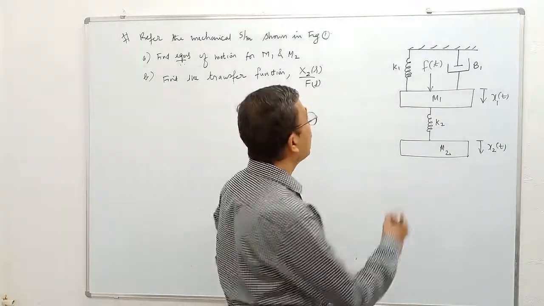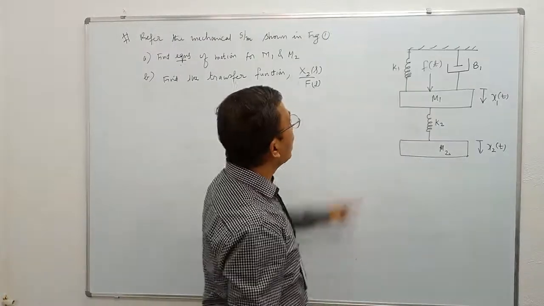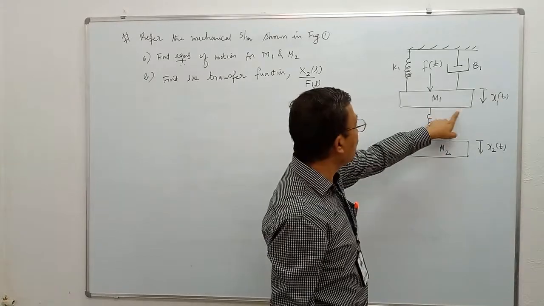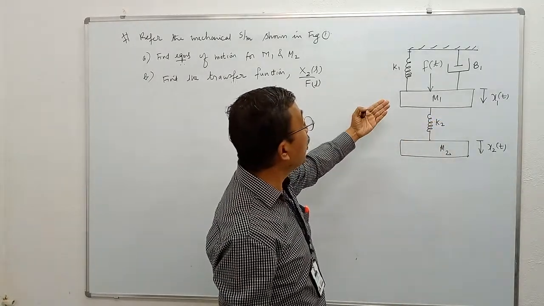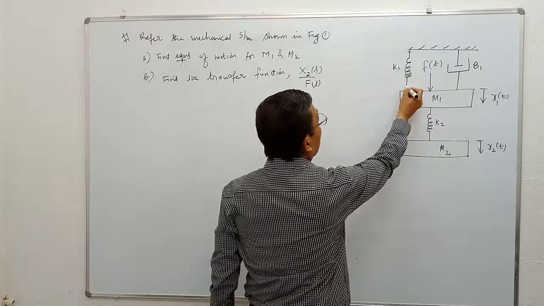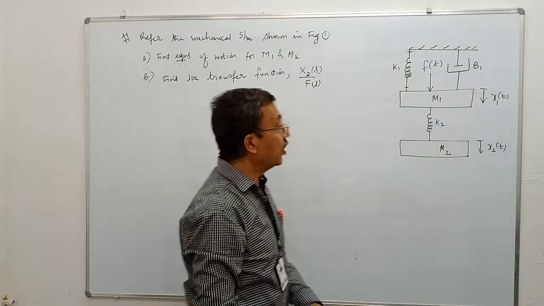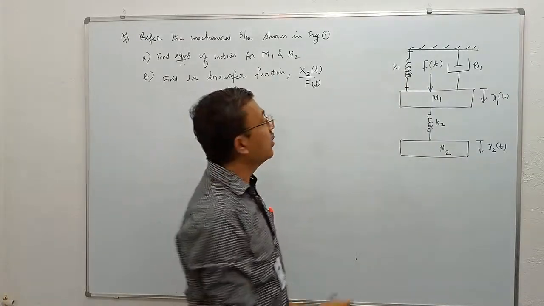Let us check this. Spring is fixed here, displacement is 0. The other end of the spring is connected to m1. What is the displacement of m1? Displacement of m1 is x1. So here the displacement is x1. On one side it is 0, on the other side it is x1. That means on either side it is different.